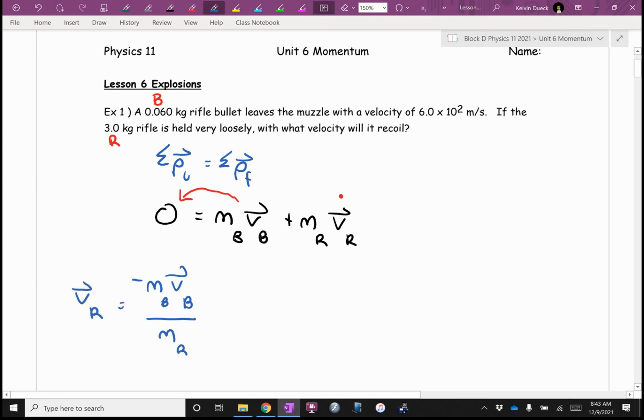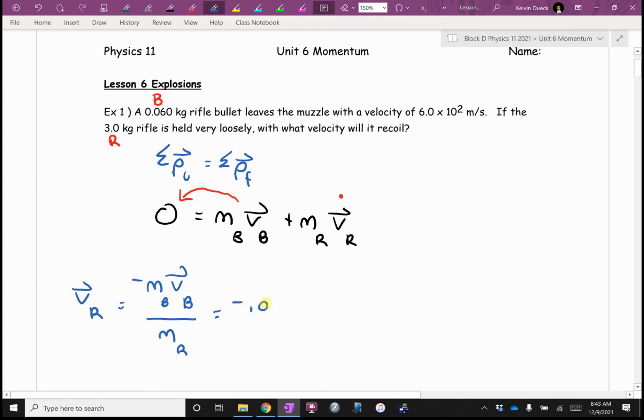What's the negative telling me? If the bullet goes forwards, the rifle recoils backwards. If the bullet was fired north, which way will the rifle recoil? South. Here, I'll just leave a negative, I think, in my answer. Also, what's heavier, the bullet or the rifle? Be obvious. I think the rifle is going to recoil slower than the bullet left. Significantly slower, but it's still going to be there.